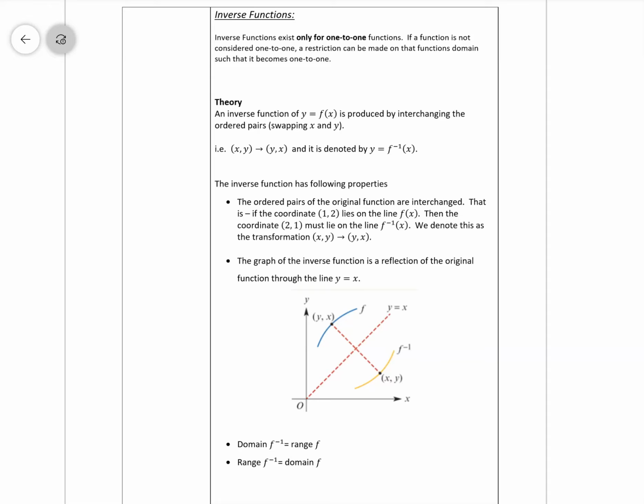And we said that the way that we sketch the inverse graph is if we take any coordinate x comma y, we know that that would map onto y comma x. We notate the inverse function as f to the negative 1 of x. So this actually gives us a clue as to how we can find the equation of the inverse function. If all points x comma y map onto y comma x, then really the way to find the inverse function is just to swap x and y.